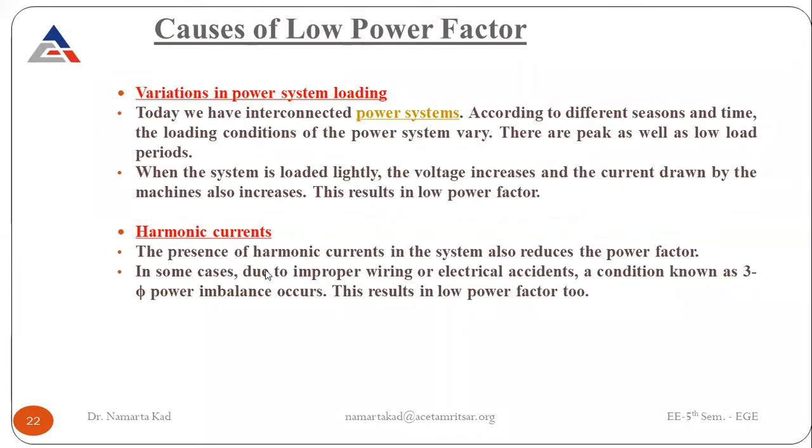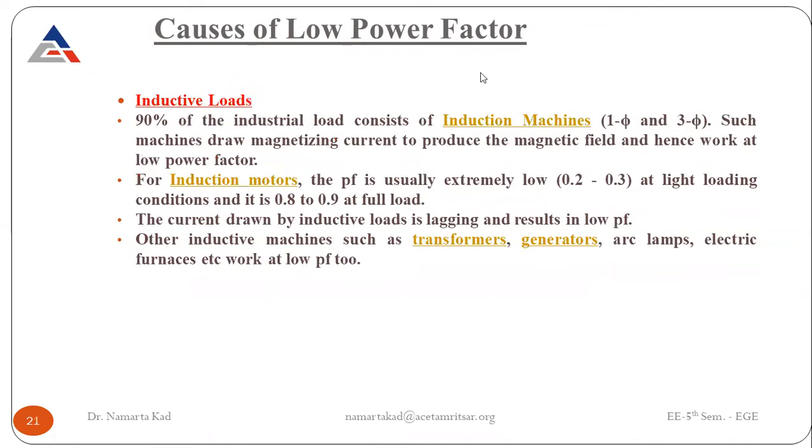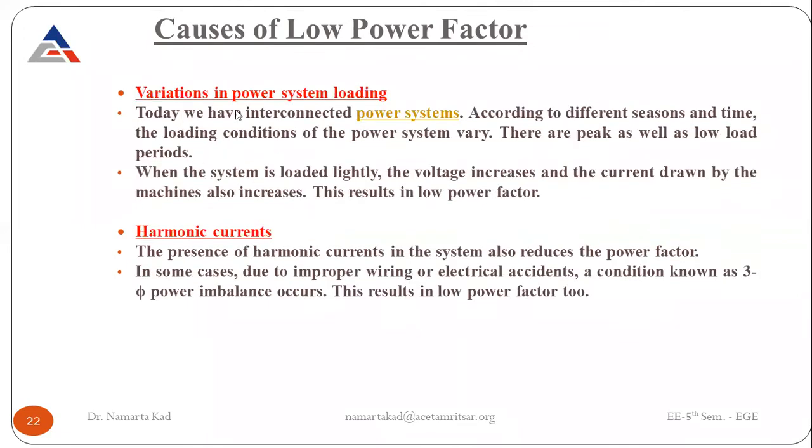And another reason is the harmonic currents. The presence of harmonic currents in the system also reduces the power factor. In some cases, due to improper wiring or electrical accidents, a condition known as three-phase power imbalance occurs. What is this imbalance? That means the harmonics are generated in our currents or voltages, and this results in the low power factor also. So these are some of the causes behind the low power factor. The main cause is the inductive loads present in our industries, and next is the variation in the power system loading, and next is the harmonic currents.